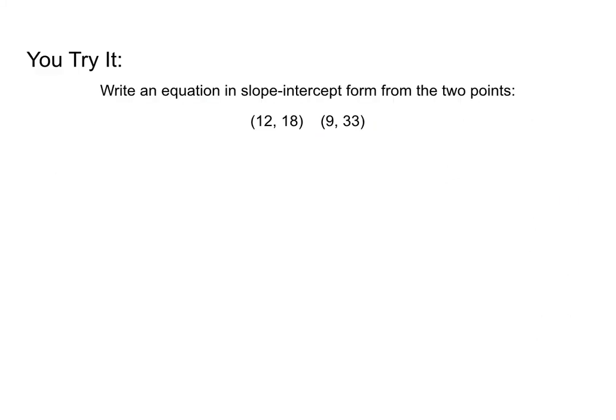So here are some points for you to play around with. Go ahead and work through all 3 steps. First, find your slope. Second, replace x and y with one of the xy values from one of your points and only one of your points. And then put it in y equals mx plus b form. Go ahead and pause it, come on back and see how you did.